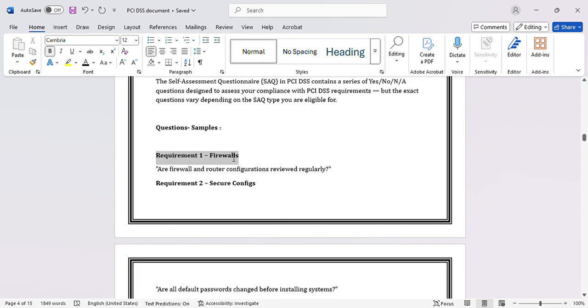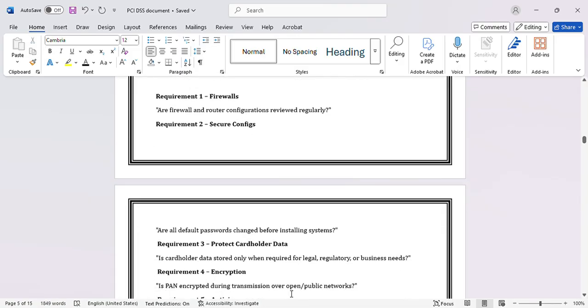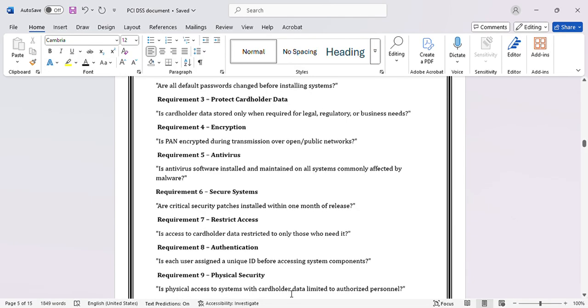For example, requirement number one is a firewall. So the question looks like, are firewall and router configurations reviewed? Requirement number two is about secure configuration. So these would be the questions under SAQ: are all default passwords changed before installing the systems? Question number three: is cardholder data stored only when required for legal, regulatory or business needs?